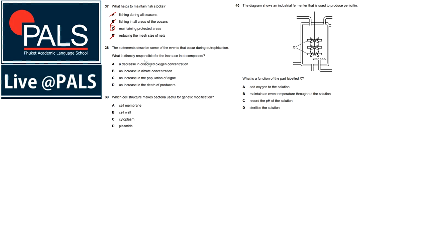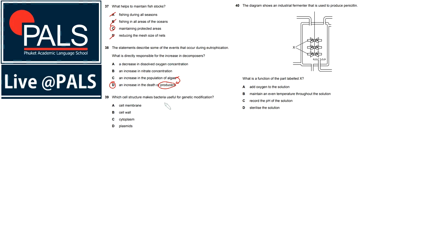So directly responsible for the increase in decomposers is an increase in the death of producers, which follows the increase in the population of algae. There's too much competition for sunlight then, and then a lot of these algae, which are producers, will die, and other plants as well. That's why producers, not only algae, and that feeds the decomposers, which means they will increase.